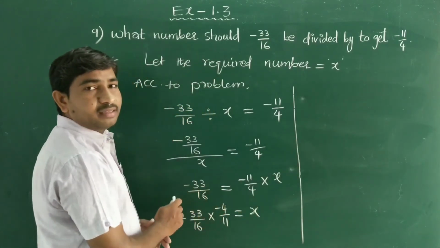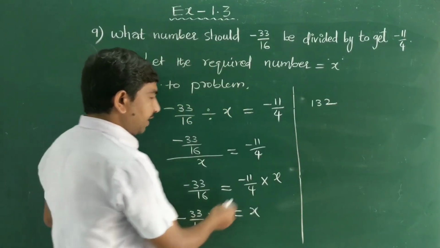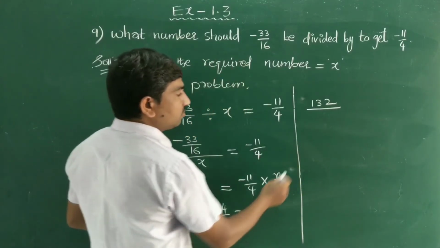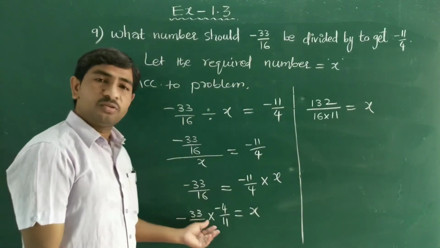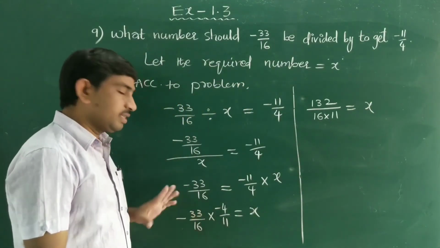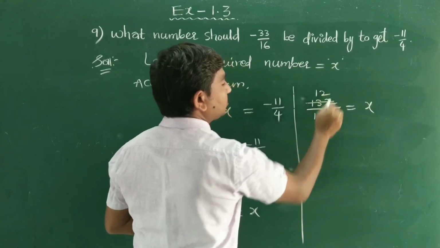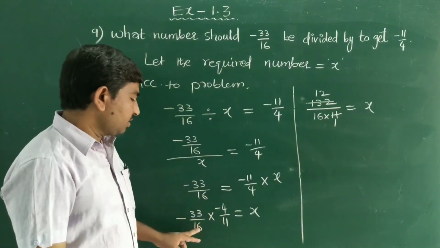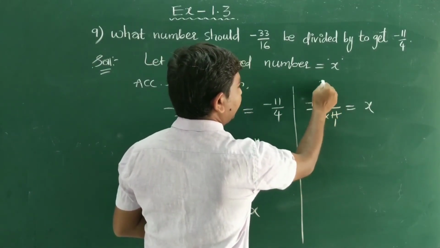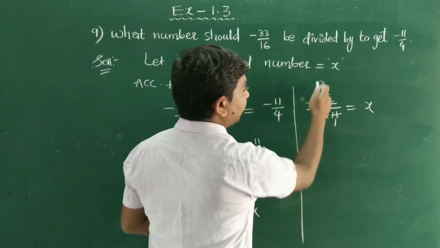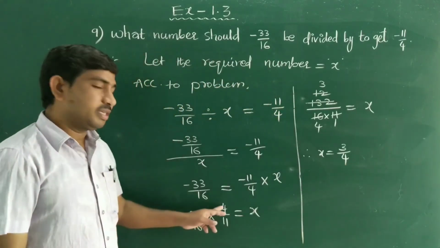Now 33 times 4 is 132, over 16 into 11. You need not multiply; you can directly cancel them. 11 times 12 is 132, so cancelling 11 with 11, we have 12 in the numerator and 16 in the denominator. Cancelling by 4, 4 threes are 12 and 4 fours are 16. So finally we get 3/4. Therefore x is equal to 3/4.